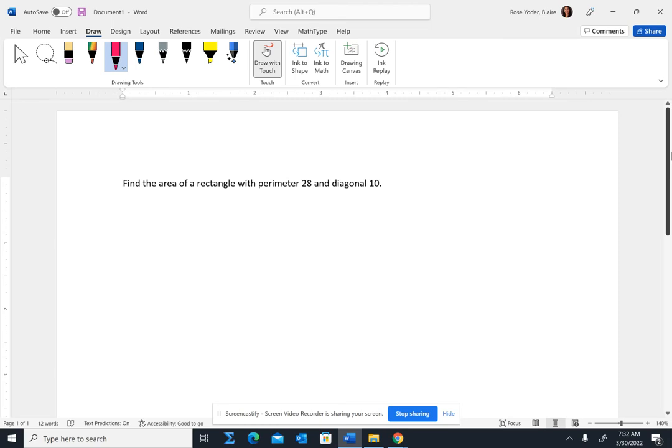I made a video in case you were curious about how to do the challenge problem on quarter 4 homework 1. So first thing that I did was I drew a rectangle with a diagonal of 10. I don't know what either of the side lengths are, so I called one of them x, and then I need to write an expression for the other side length.